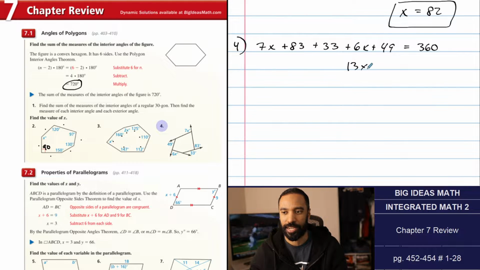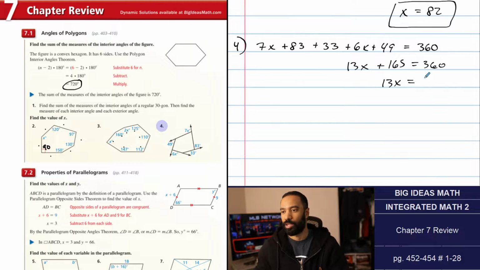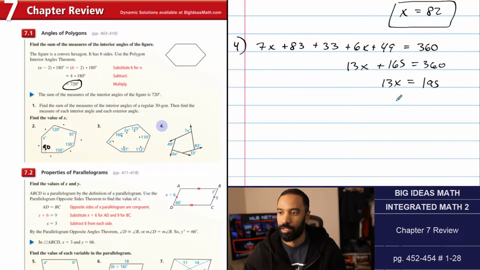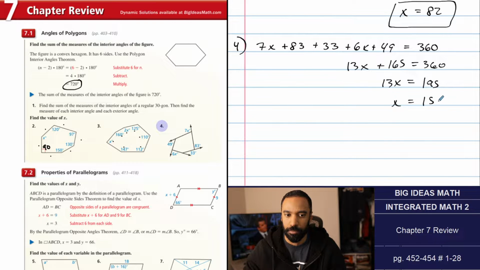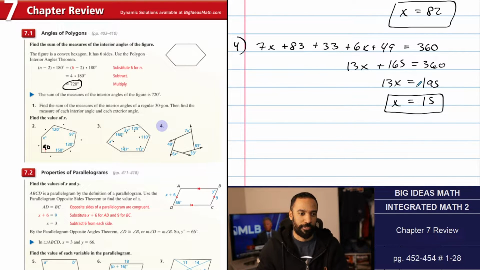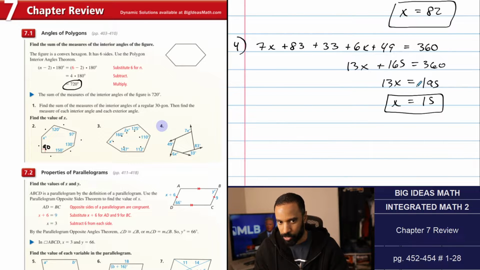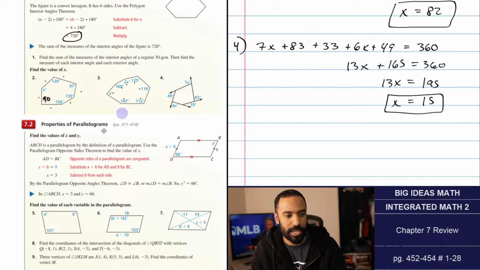7x plus 6x is 13x. 83 plus 33 is 116, plus 49 is 165. And we get 13x equals 195, so x equals 15. And they just ask us to solve for x, by the way. They don't ask you to find the value of the missing measures that have x in it or anything else. All right, guys, that is section 7.1, or at least the conversations to be had with it from what they gave us. Let's keep moving forward.